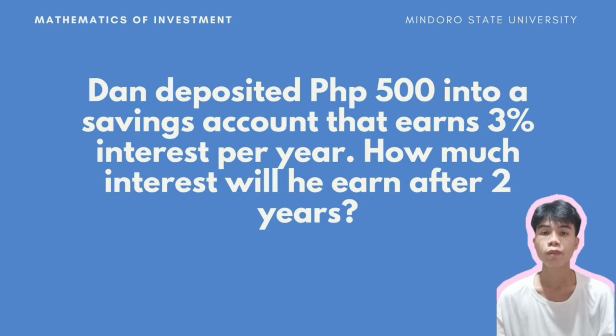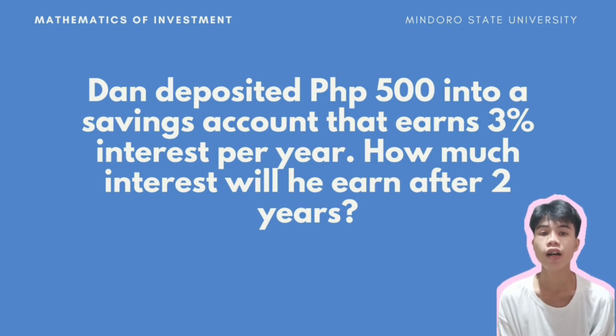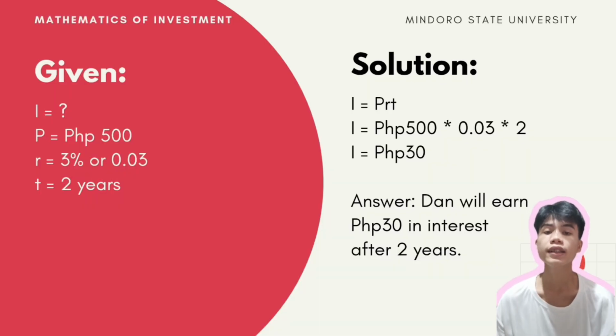Here is the first word problem example. Dan deposited 500 into a savings account that earns 3% interest per year. How much interest will he earn after 2 years? To solve this, let's identify the given first. So I or interest is unknown. P or principal is 500 pesos. Rate is 0.3 or 3%. And time is 2 years.